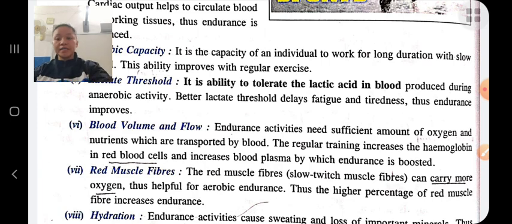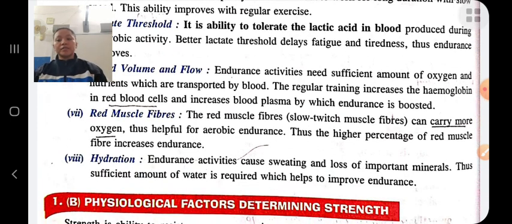Hydration. For doing any endurance activity, we need water. If we do any physical workout, it causes sweating and loss of important minerals, which results in dehydration. Therefore, if we have a sufficient amount of water, it helps to improve our endurance. These are the factors which determine endurance.